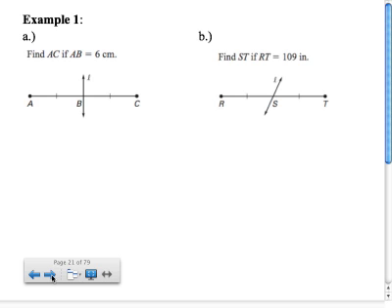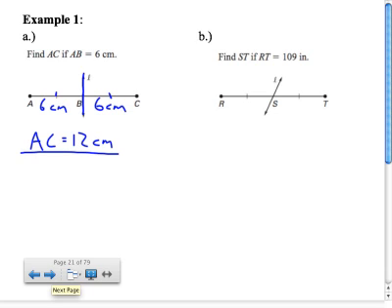All right, so example 1 here says find AC if AB is 6 centimeters. We can tell by the marks that B is the midpoint, so line L is a segment bisector. That means this piece is 6 centimeters, and using the segment addition postulate, AC is 12 centimeters.